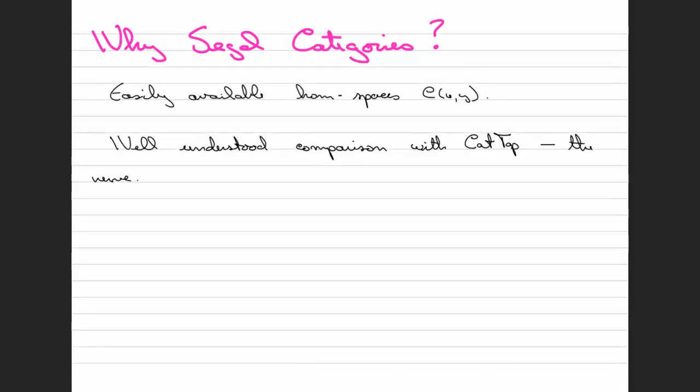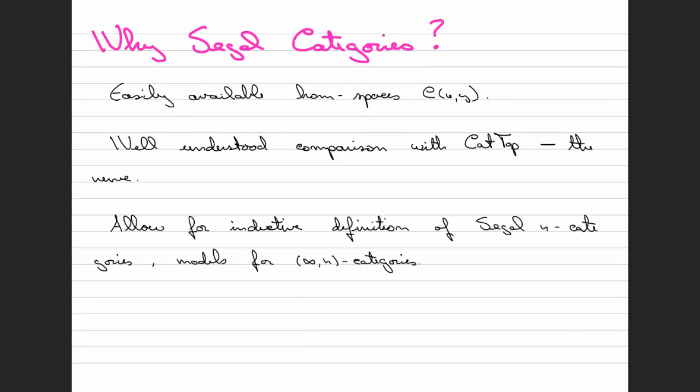Then there is a very well understood comparison with strictly enriched categories, so topological categories, which is the nerve that I showed you. And this is very cool because, as Nicholas was hinting, if we use other enrichment here, maybe we can use the nerve to study what the enriched Segal version should be.